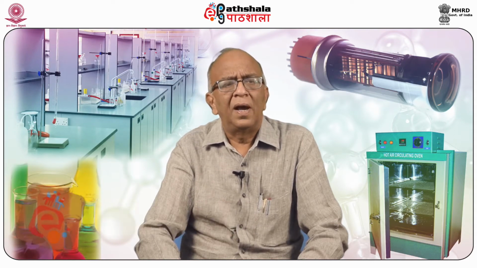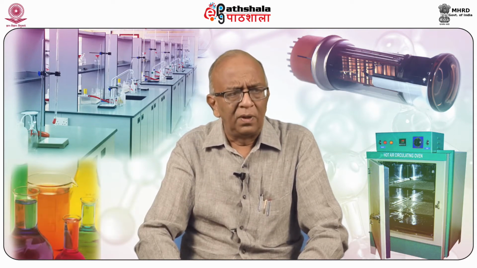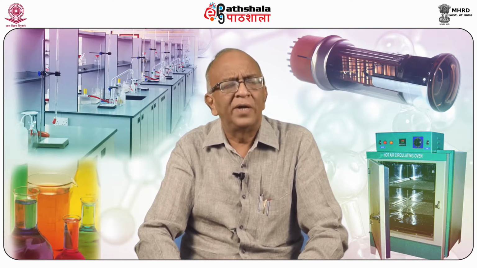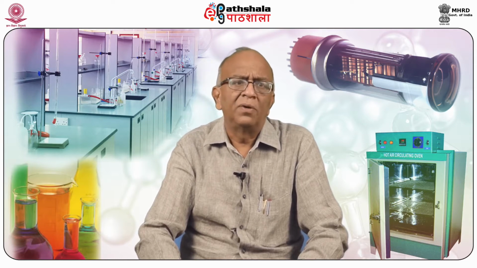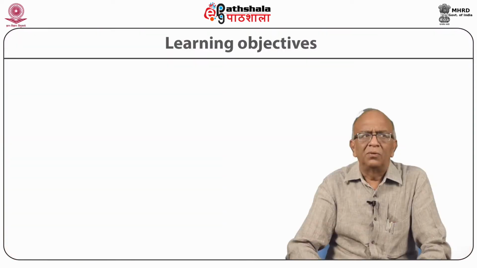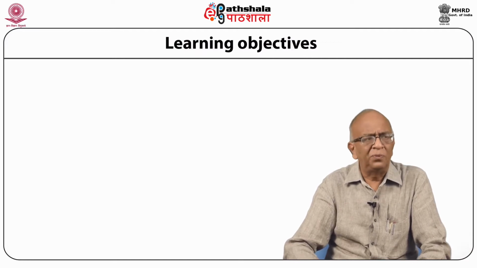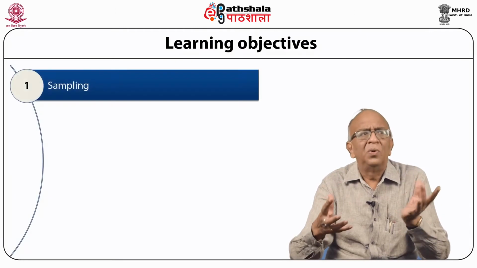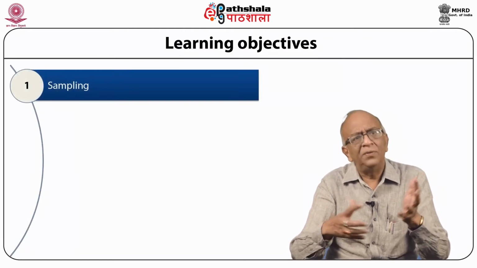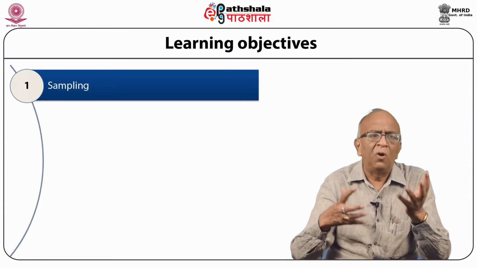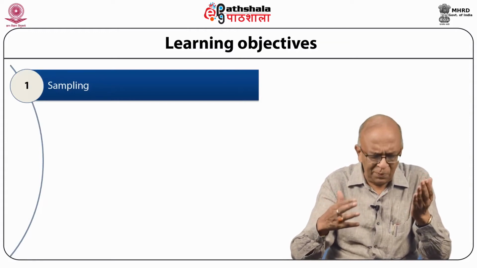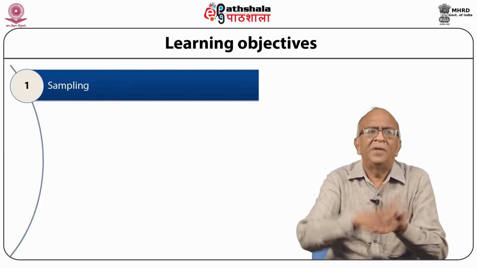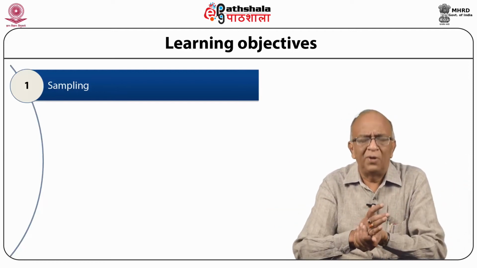Today I shall speak on steps involved in quantitative analysis under the paper Fundamentals of Analytical Chemistry. So, the learning objectives of today's lecture: how to collect a sample. A sample should be a homogeneous sample. The representative sample should have the composition of the entire material which is given to us for analysis.